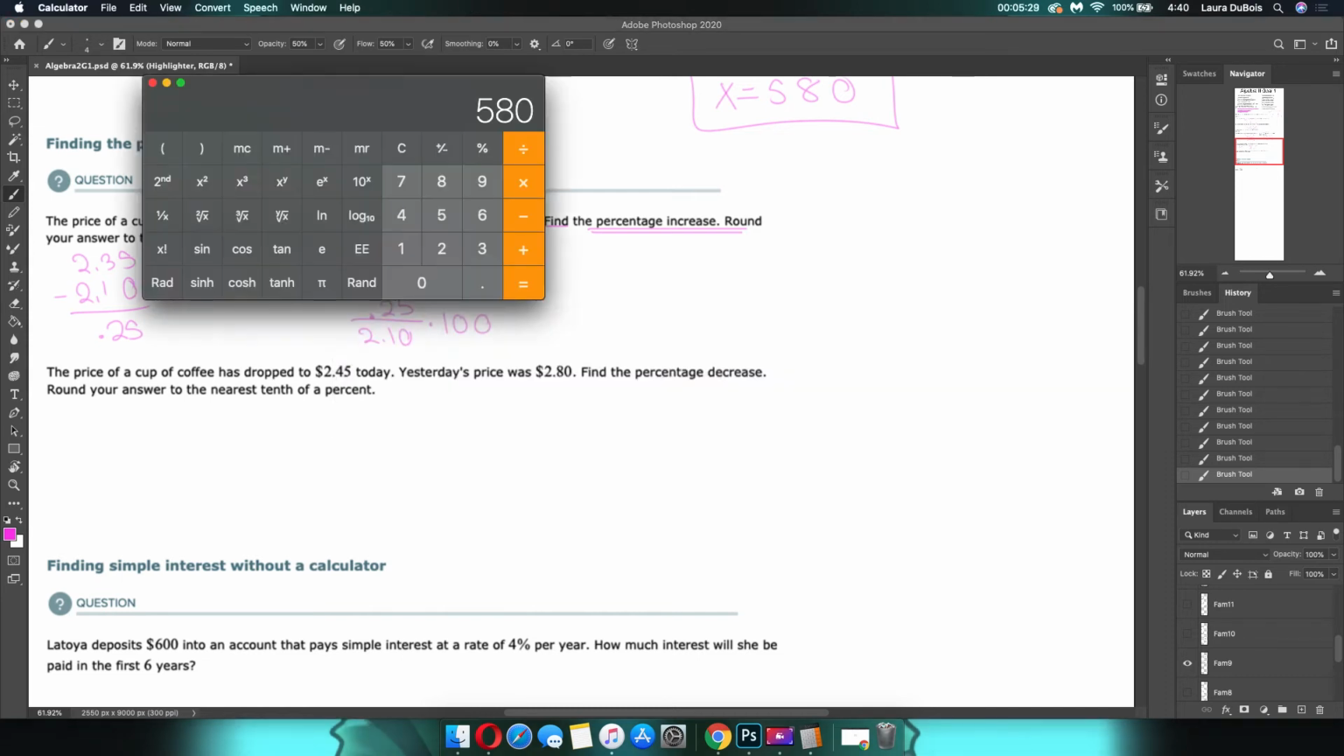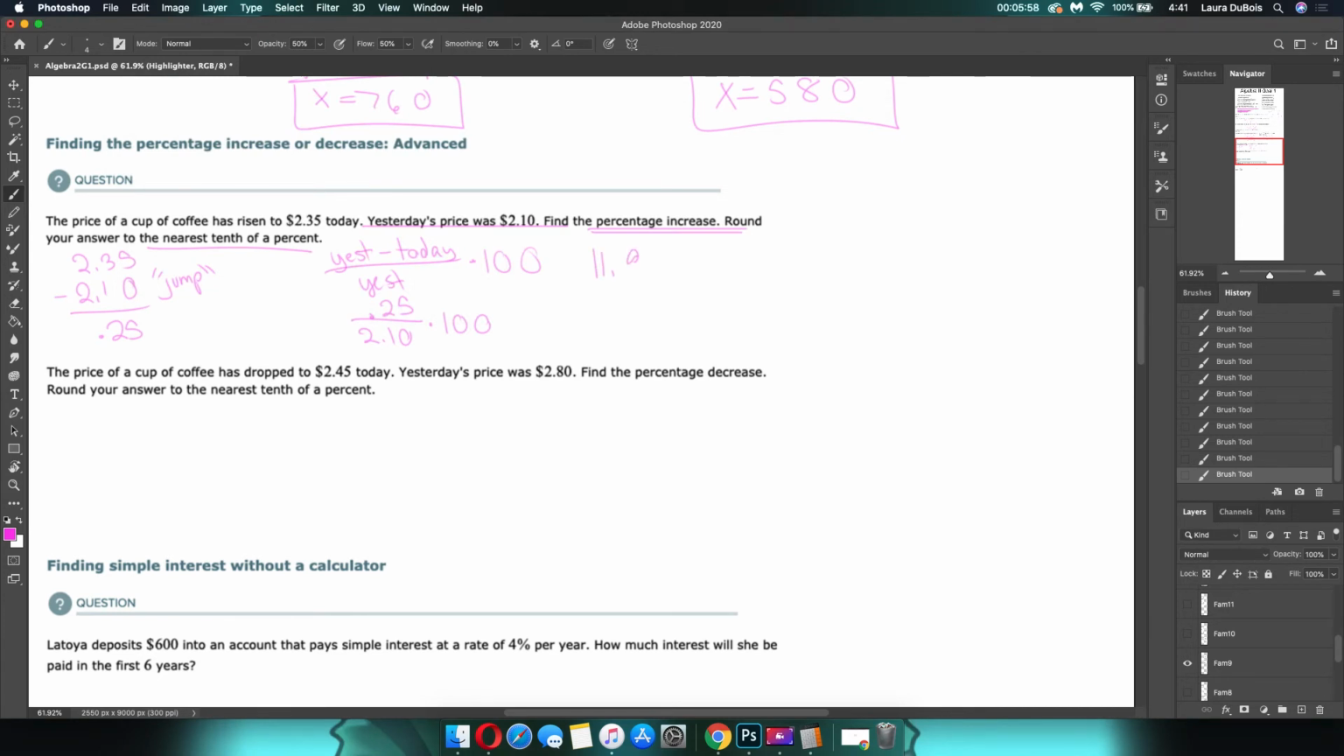So 25 divided by 210, and then times 100 equals 11.904. All right, so 11.904, and we're rounding to the nearest tenth. There's my tenths place, so that's my decision maker. Do I round up or stay the same? I stay the same. 11.9%. That's what we're looking to be doing here.